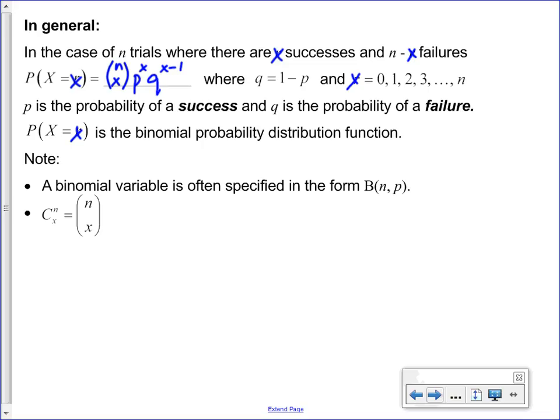So the notation for the binomial distribution is B(n, p). Usually we see this as X is a random variable such that it has a binomial distribution with n trials and p being the probability of success. So you have the number of trials and then the probability of success. And remember that n choose x is also written like this.